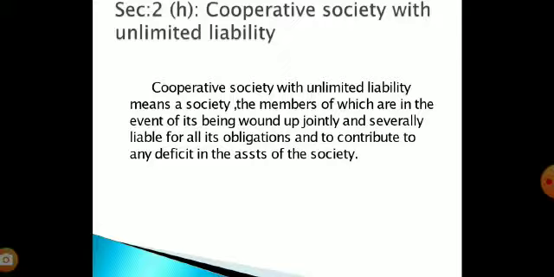Here the liability is not limited; the liability is equal to the total liability of the society. That means the members are jointly and severally liable to pay off the liability of the society. Here the liability is not fixed.